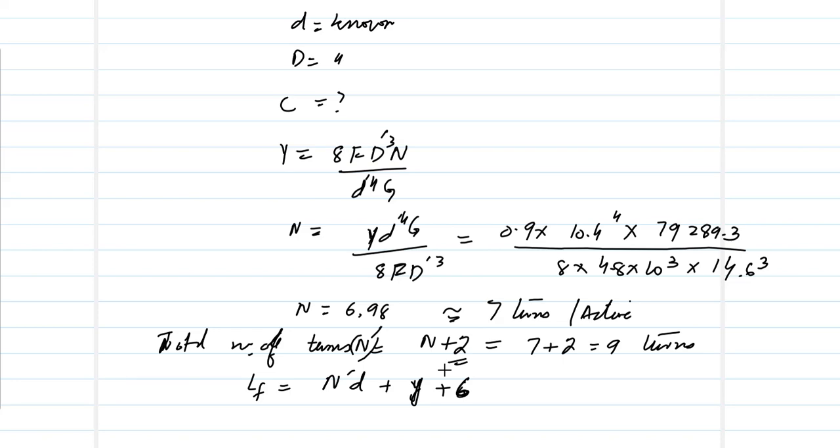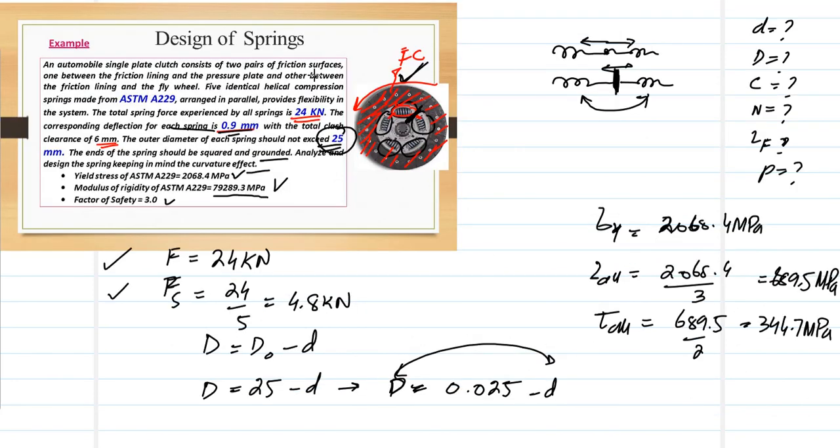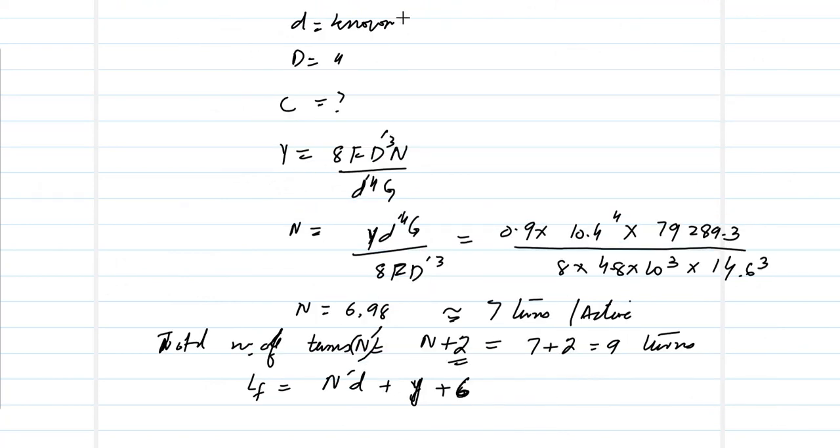Again I am calculating it. Number of turns is 9. This is 10.4 plus 0.9, the maximum deflection, which is again a very small value. If you go back to the problem, the corresponding deflection of each spring is 0.9 mm. Yes, it's a very small deflection, so it's a very hard spring. So plus 6, so we get the value of 9 into 10.4 plus 0.9 plus 6. Yes, so free length is 100.5 mm.